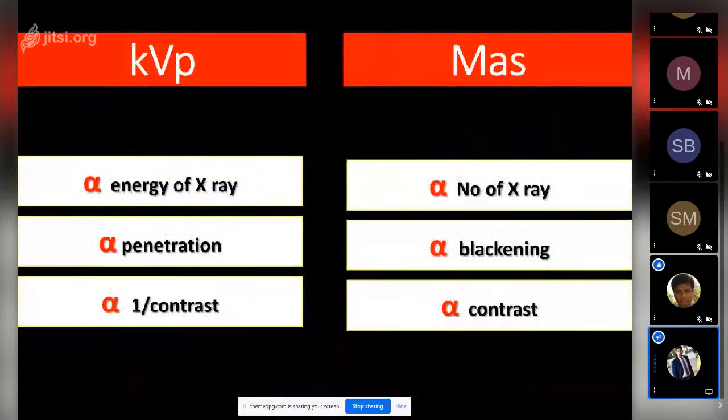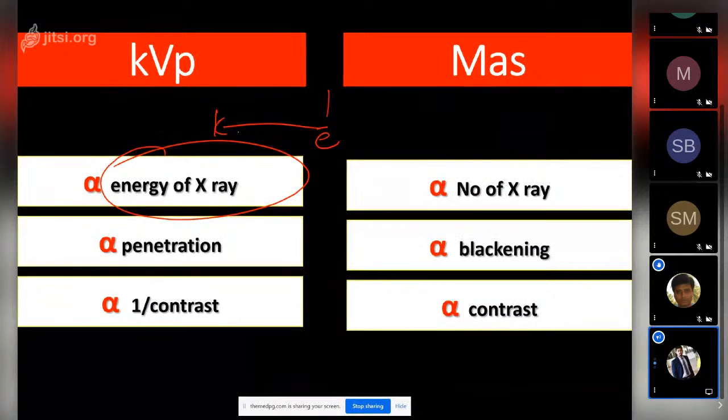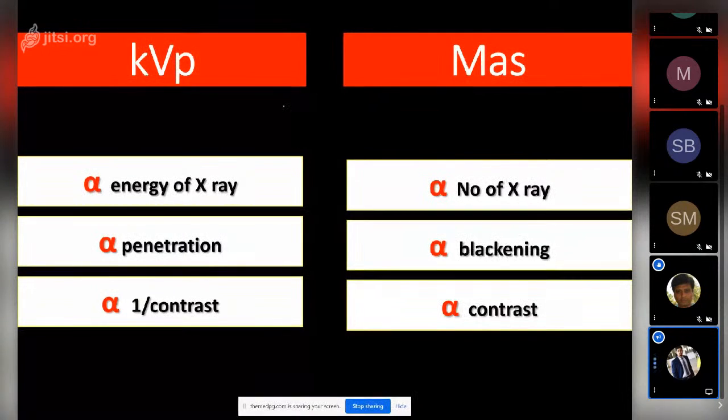KVP is directly proportional to the energy of X-ray. Why? The more the potential difference across the two ends, the more the speed at which electrons move. This is what we discussed previously. Whenever there is more energy in an X-ray, it will penetrate more, it will have more power. And I have explained how, if there is more penetration, the contrast reduces. So the more the penetration, the less the contrast.